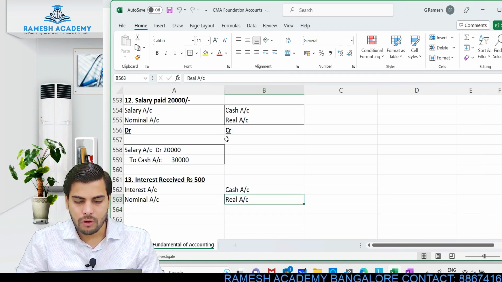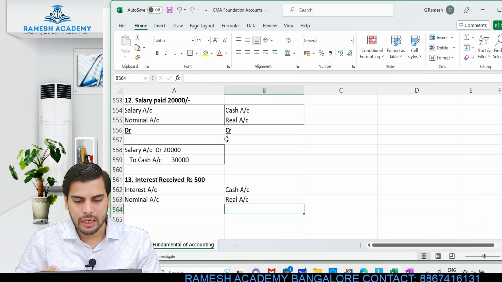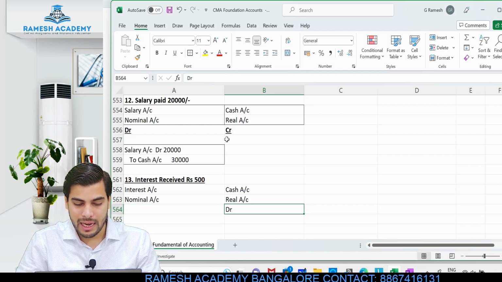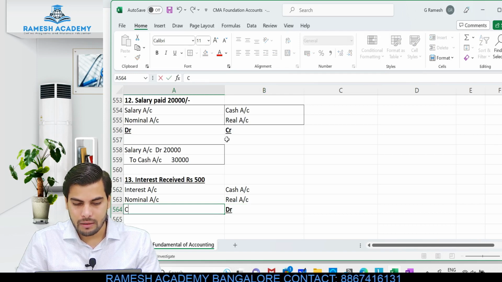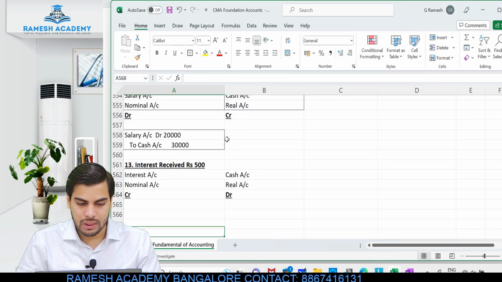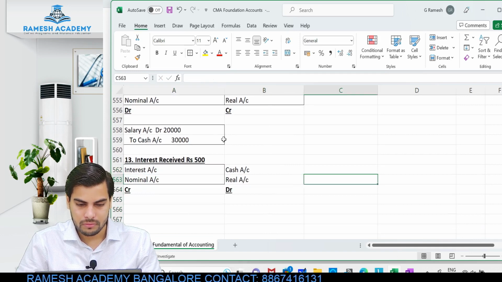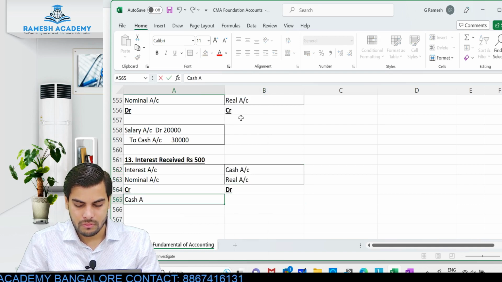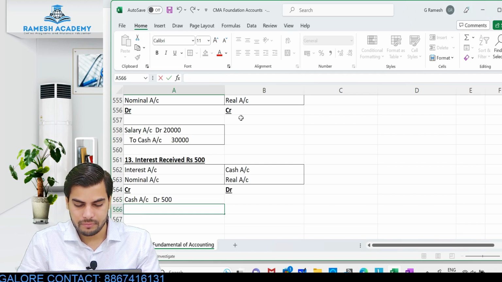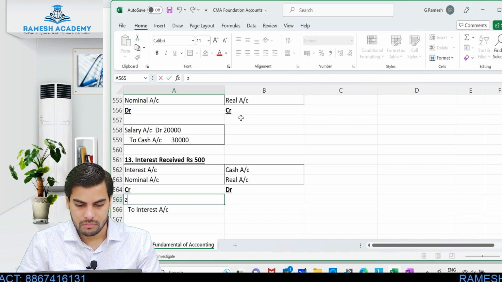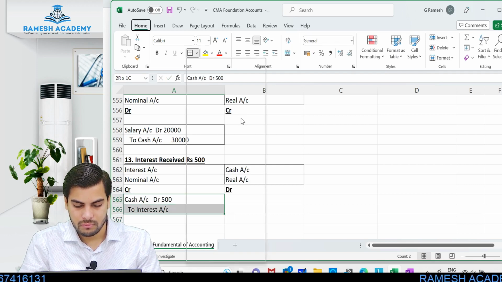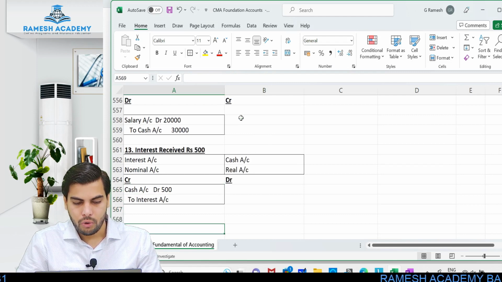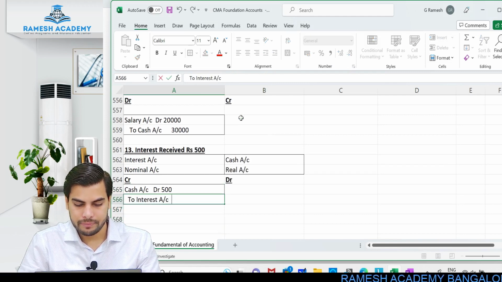So what is the rule of real account? Debit what comes in, credit what goes out. When I am receiving the interest, don't you think the cash is coming into the business? This is my income, so credit all income and gain. So the journal entry would be what? The journal entry would be like this: cash account debit 500 to interest account 500. This would be the entry.